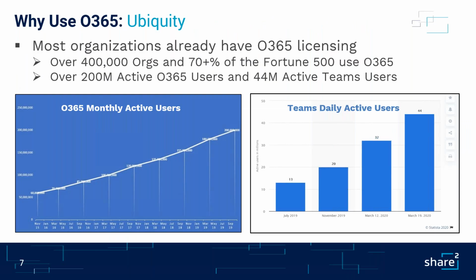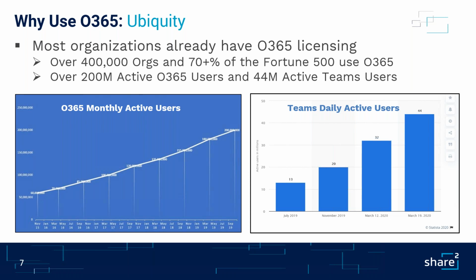So again, I'm going to present why you might consider using Office 365. One of the reasons is ubiquity. Most organizations already have the licensing. So unlike if you go with a different product where you have to go out and acquire licensing, mostly you have the licensing. There are different licenses within the Office 365 scheme or SKUs, but a couple of stats that I pulled for this were over 400,000 organizations and 70+% of the Fortune 500.